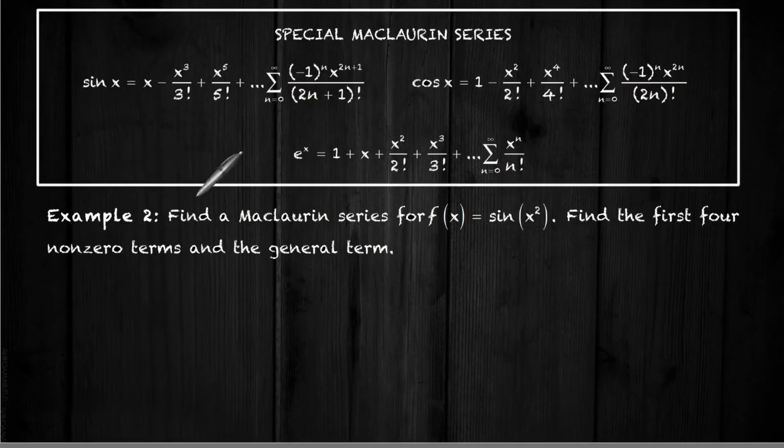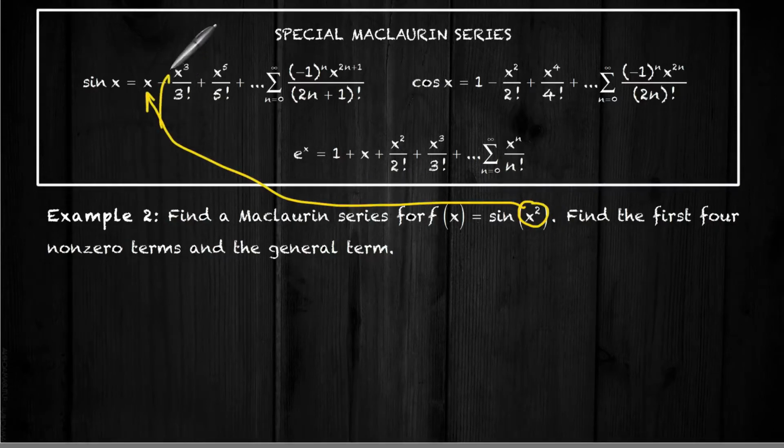Here they are asking us to find a Maclaurin series for f of x equals sine of x squared. Find the first four non-zero terms and the general term. So we've already got written out up here sine of x. What we need to do is take this x squared and substitute it in for all these x's, and also substitute it into the general term for that x, so that we don't have to think about what the general term will be. We already have the general term by substituting in. So let's go ahead and do that.